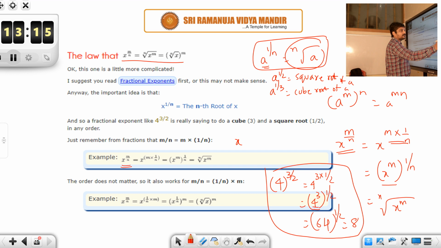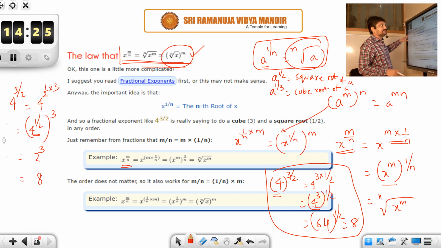So x power m by n is equal to the nth root of x power m or the nth root of x, whole power m. Whatever is convenient for you, you try to use this, because our job is simplification; for this purpose we are using all these laws. So whichever is convenient for you, you try to apply these laws. Okay students, so the order does not matter. So it also works for m by n is equal to 1 by n times m, as I discussed. So now let's get back to the table.